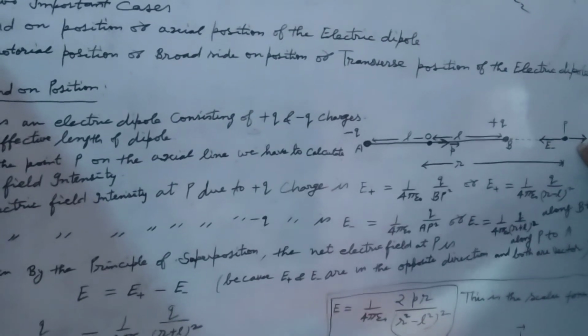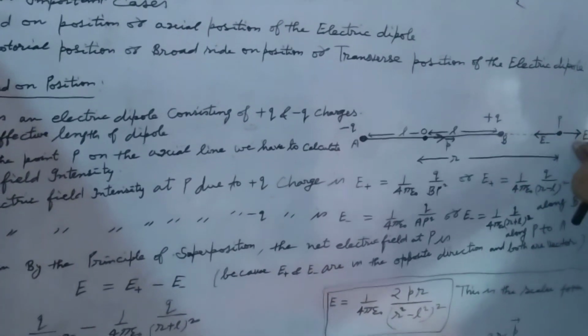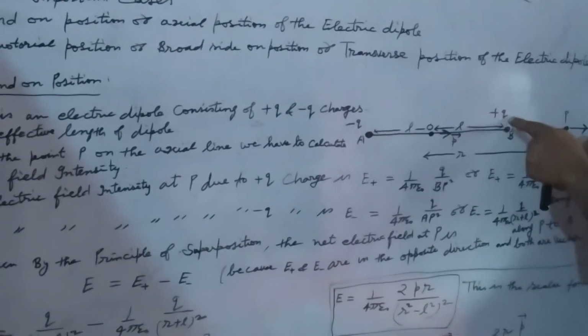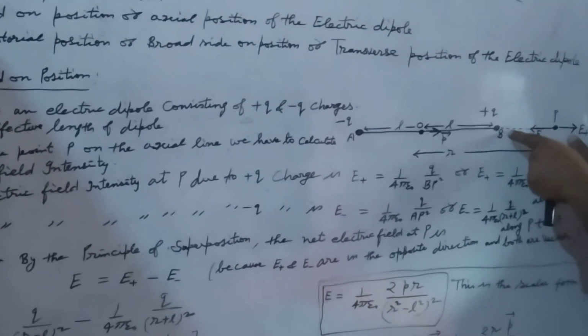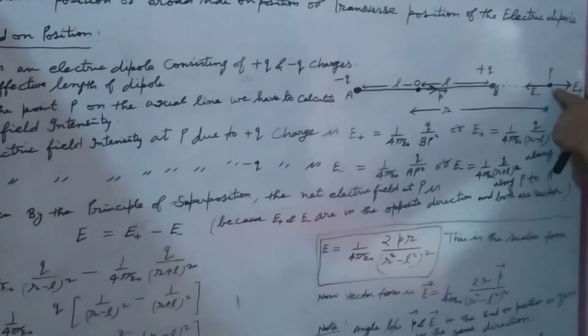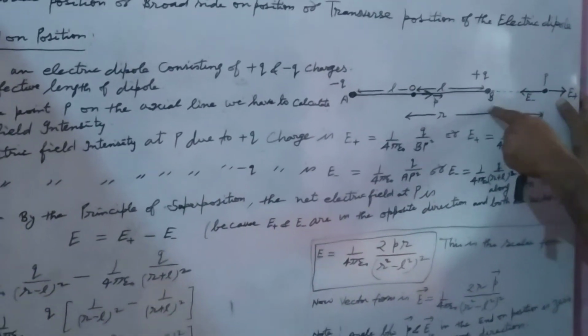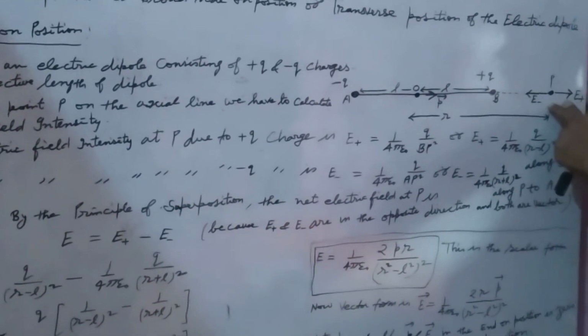The direction of electric field is always away from the positive charge. So at the point P, due to the plus Q charge, it is from B to P. It is not from P to B. It is away from positive charge, so it is considered as from B to P.